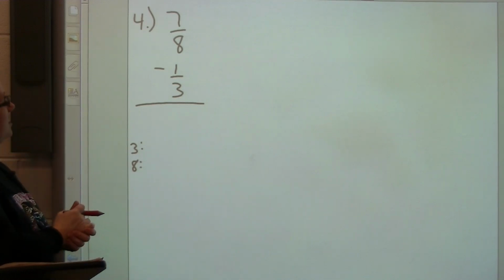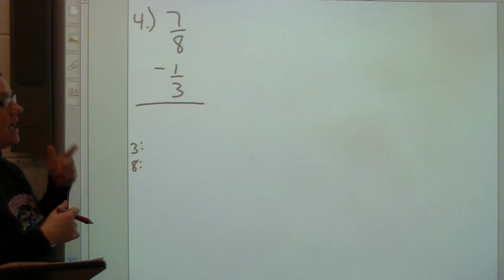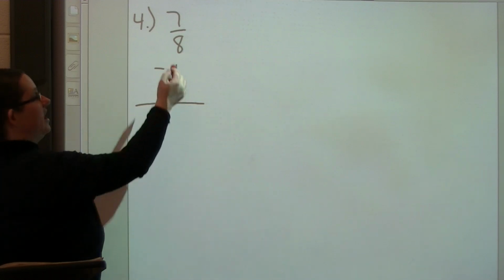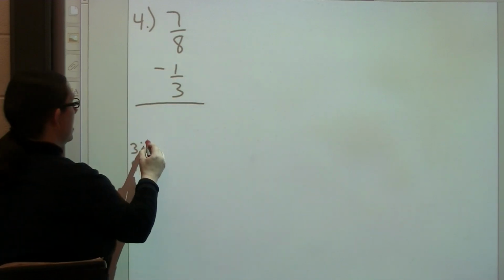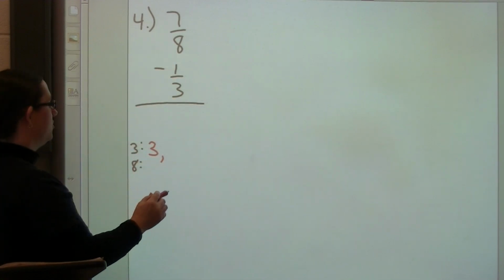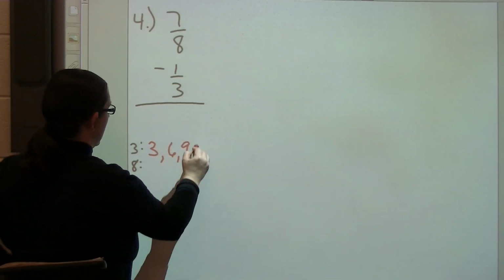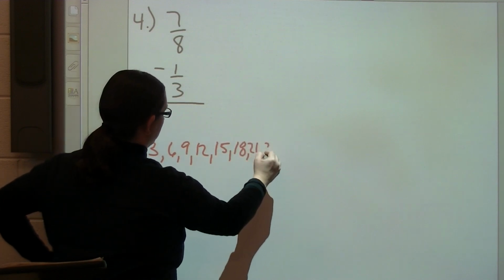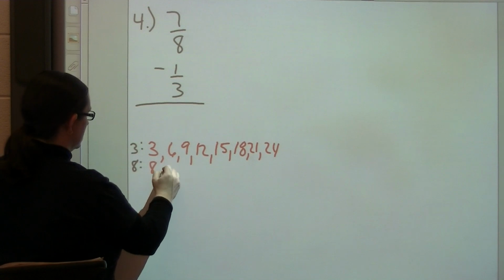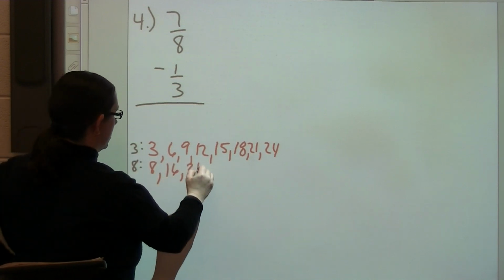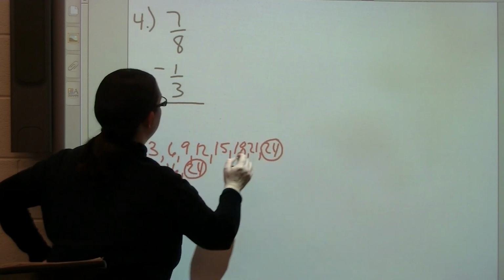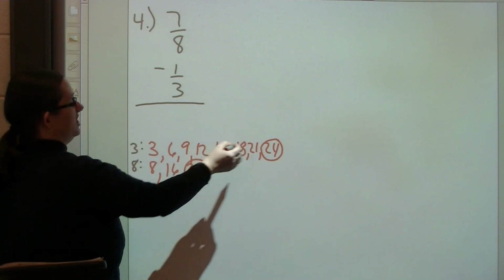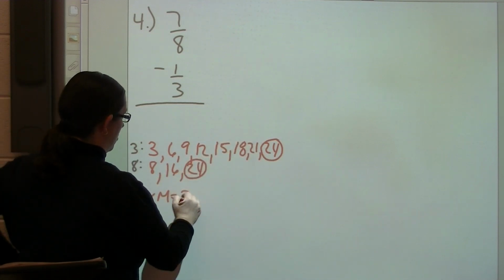Number 4, you have 7/8 take away 1/3. Again, now we need to find the LCM. Some of you might just continue to multiply your denominators, which is fine. And those of you who still need to write multiples, you may. Multiples of 3: 3, 6, 9, 12, 15, 18, 21, and 24, and multiples of 8: 8, 16, 24. So either way this time, 5th grade, whether you multiplied your denominators or wrote out the multiples, your LCM is going to be 24.